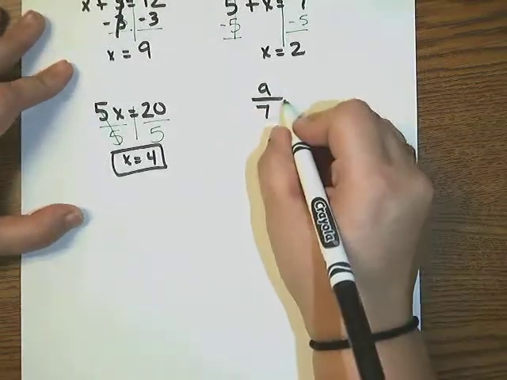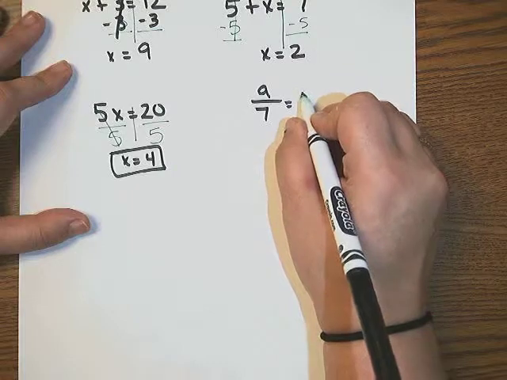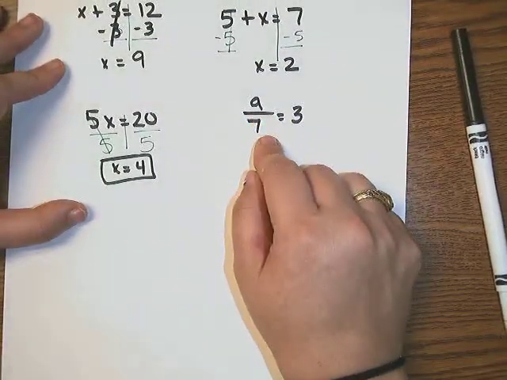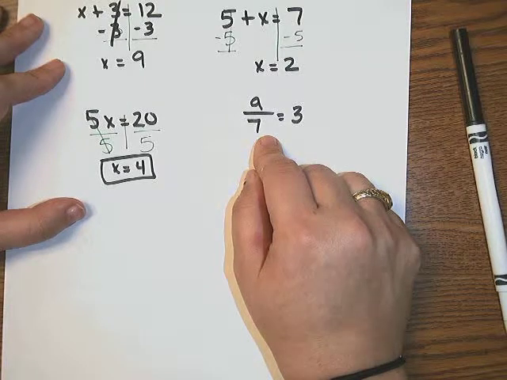Okay, we'll do one more example. Let's do A divided by 7 equals 3. Now, I don't see a division sign, so how did I know this was?